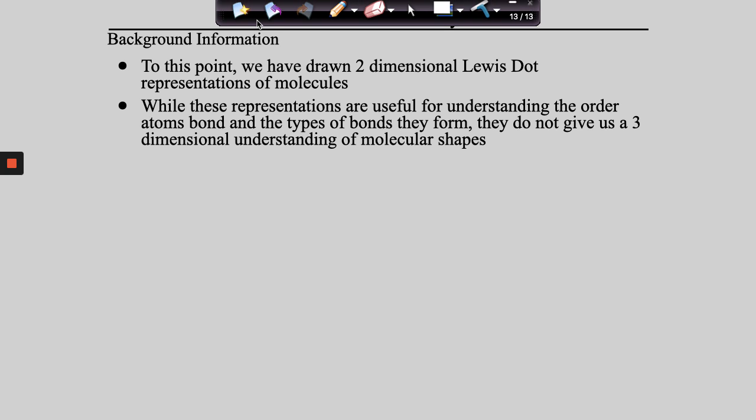Lewis dot structures do a really good job of telling us the order that these elements bond in. It does a great job of telling us the types of bonds they form, but it doesn't tell us anything about the three-dimensional structure of these molecules. And guys, that's what we're going to do today.